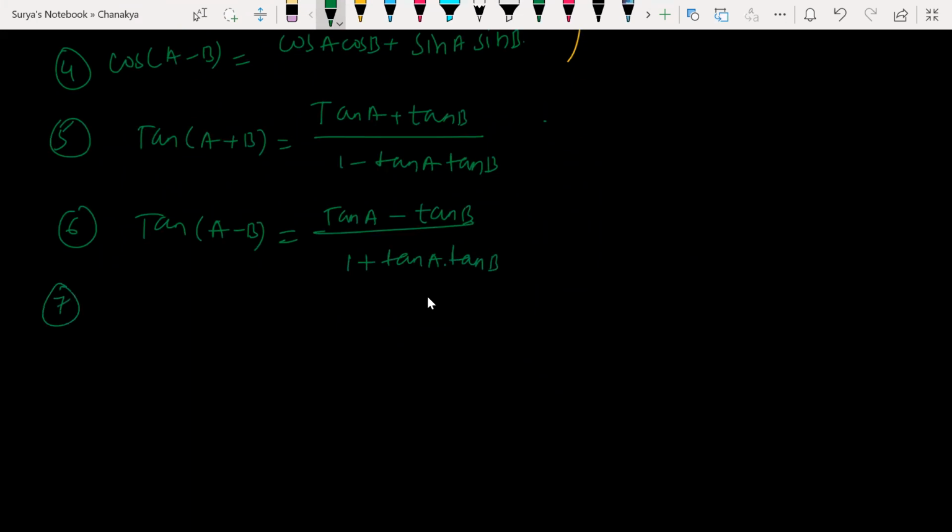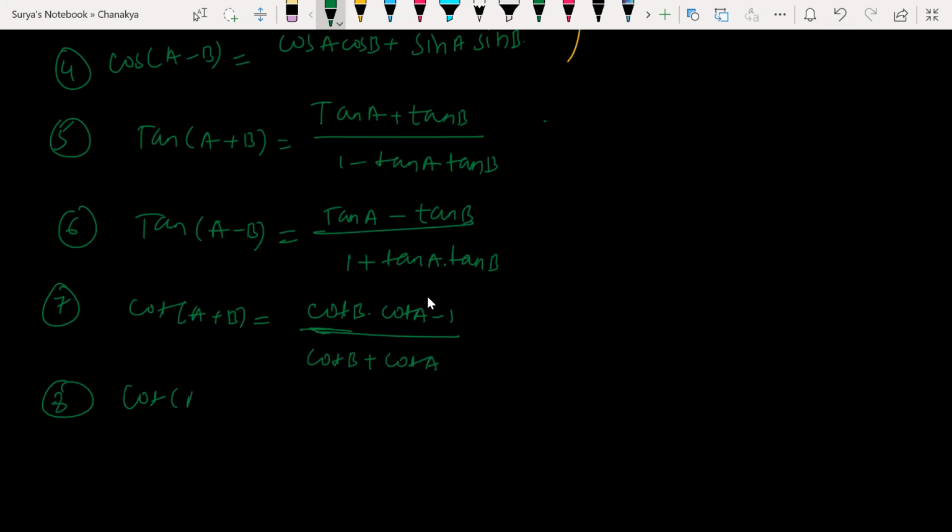So cot A plus B formula is what? Reverse. See here, I have 1 plus something, 1 minus something. In cot, you have to write it reversed. How? First, you need to write cot B into cot A minus 1, divided by cot B plus cot A. Very simple. Guys, very, very important from your IB point of view. Believe me, cot A cot B.